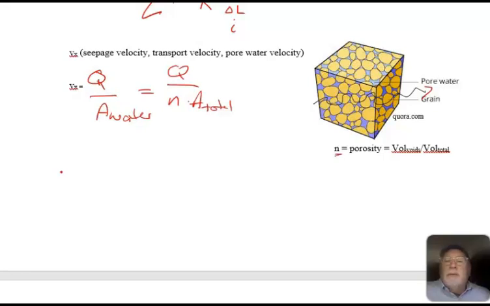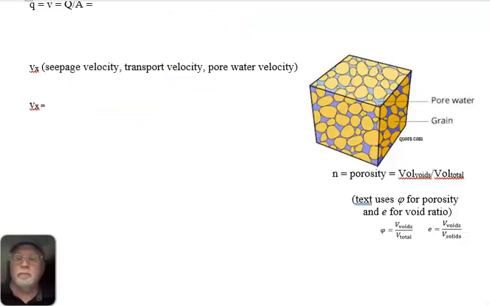Again, for whatever reason, different people use different terminology. So some use an epsilon or an eta or a phi. I'm going to use an N for the porosity, which is one of the common ways we do it. In the groundwater class, I put a note here that the text actually uses, I think, a psi for the porosity, and an E for the void ratio.